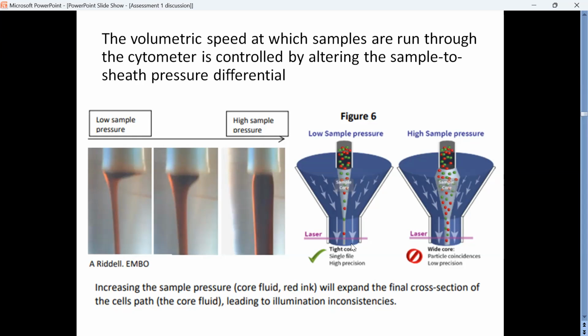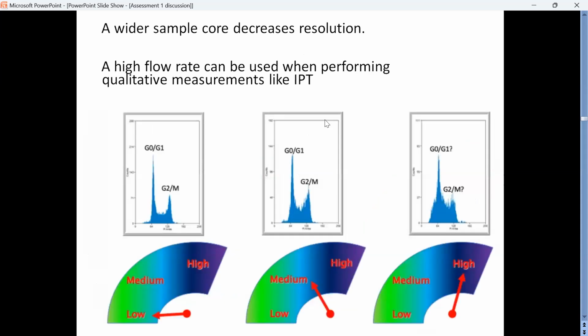So the point here is that when you increase the sample pressure, the sample core increases, there is an increased chance of doublets and triplets, and your resolution goes down. That is the reason behind this question. And when you are doing a very important, high resolution assay like ploidy analysis, it is very important to consider the sample flow rate at which you are doing the analysis or acquisition.